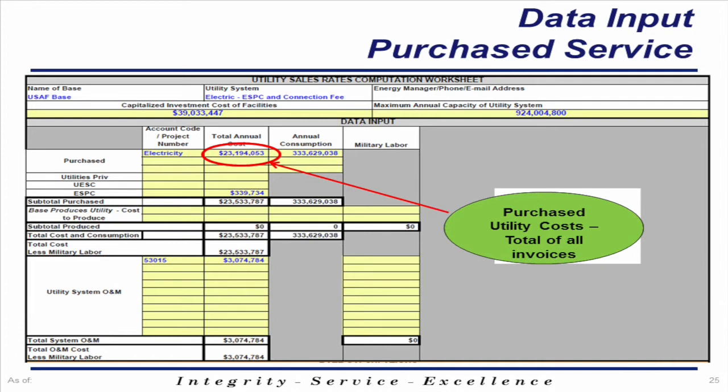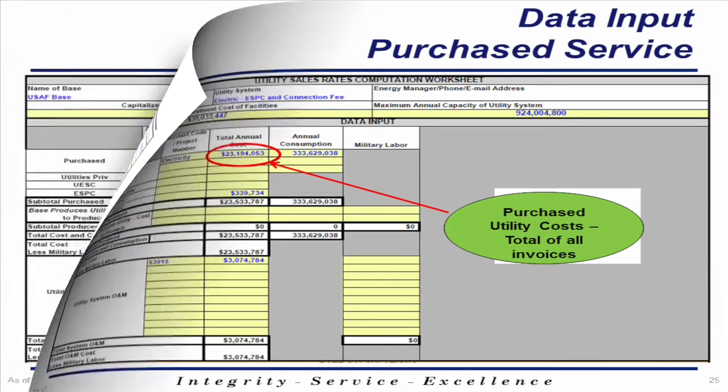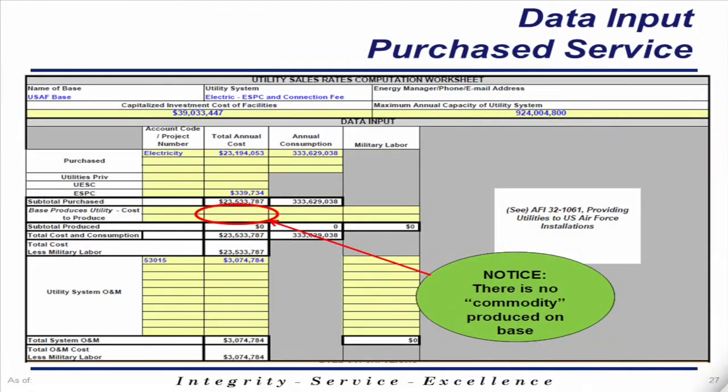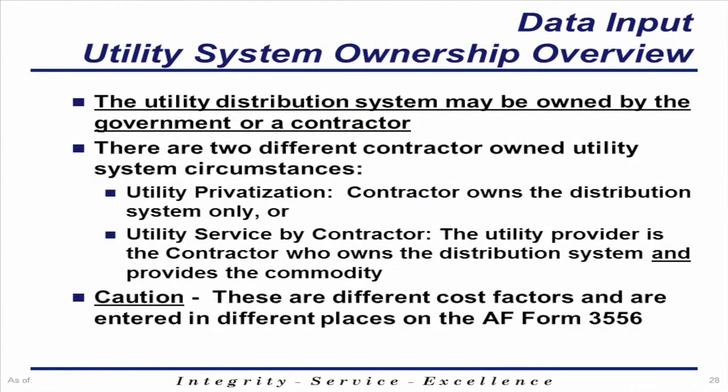Purchase service example, 3556, is the electric service example. Here you can see the cost of service for the year. You can see the annual consumption amount purchased over the year. And also notice this, since the entire electric service commodity is purchased, there is no commodity produced on base, so the cost of that is none. There's no entry for that cost.